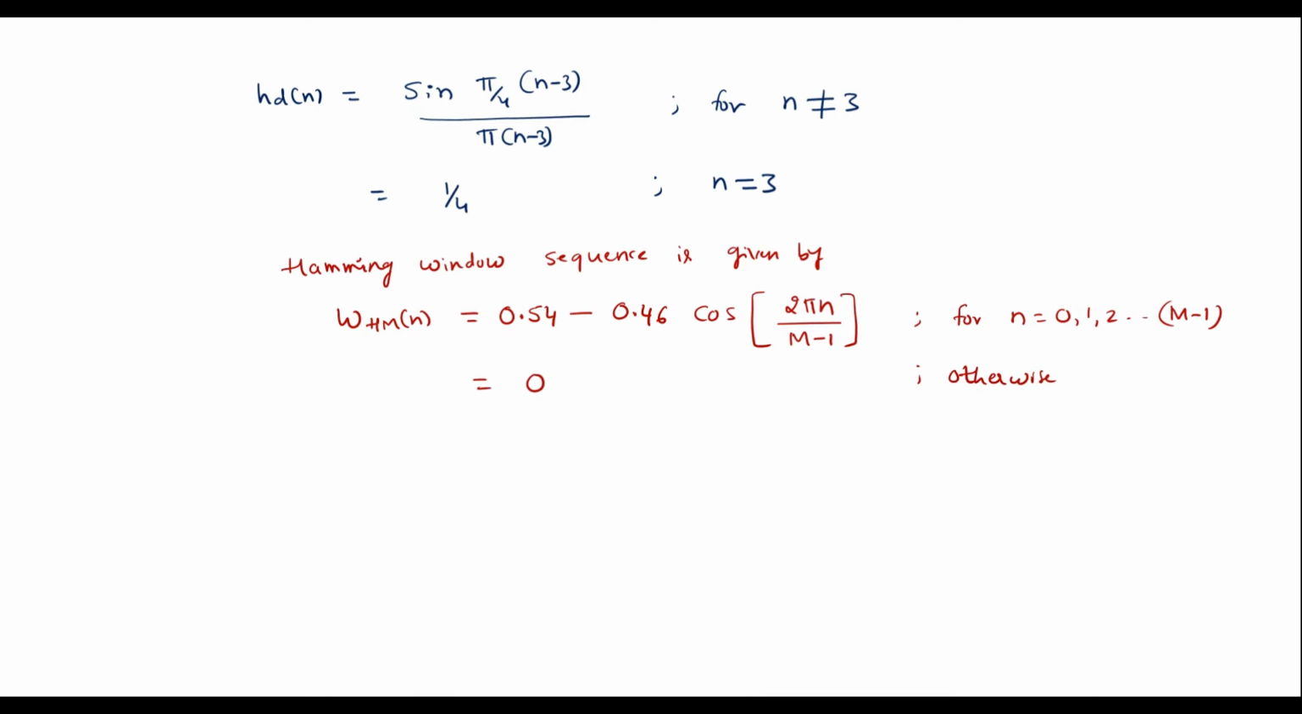So now to design the filter, here hd of n is an infinite sequence. So it is necessary to truncate it to get the finite sequence. To truncate it, we are supposed to multiply this hd of n with the Hamming window sequence, that is whm of n, so that we'll get h of n. Therefore, the next step is we are supposed to calculate h of n, which is equal to hd of n into whm of n.